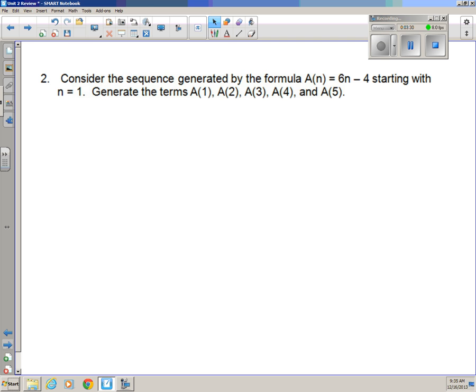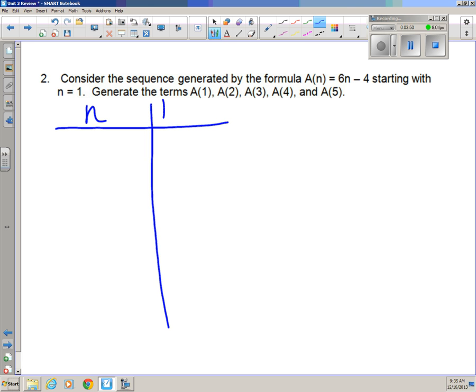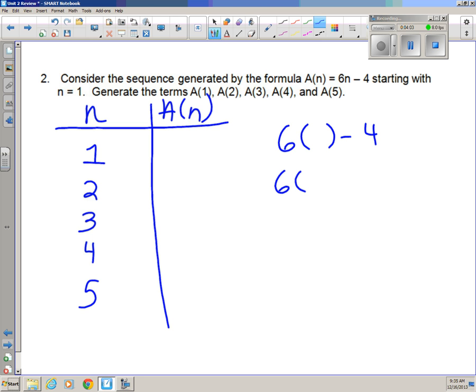Next one. Consider the sequence generated by the formula a sub n equals 6n minus 4, starting with n is 1. So starting with the first term, generate the terms a sub 1, a sub 2, a sub 3, a sub 4, a sub 5. Essentially, all you're doing is creating a table of values, where this is n and this is a sub n. We want to know the values for the first, second, third, fourth, and fifth terms. The rule is 6 times n minus 4, 6 times n minus 4, 6 times n minus 4.